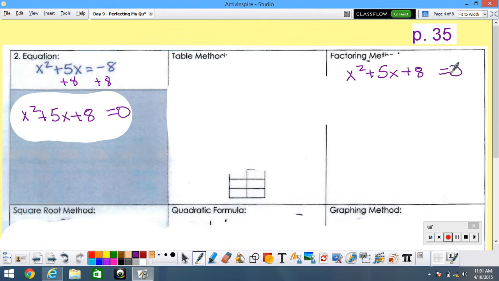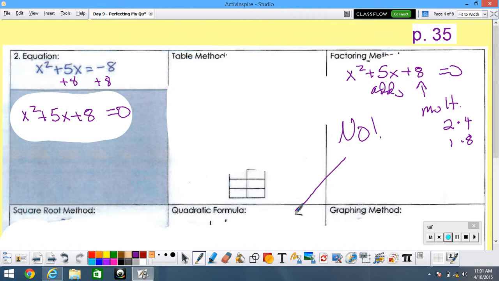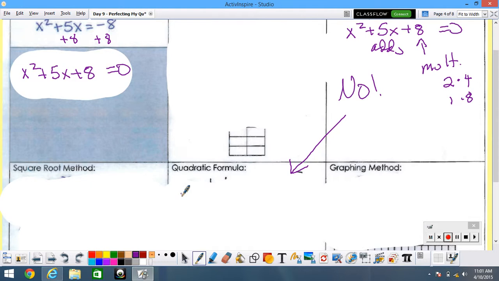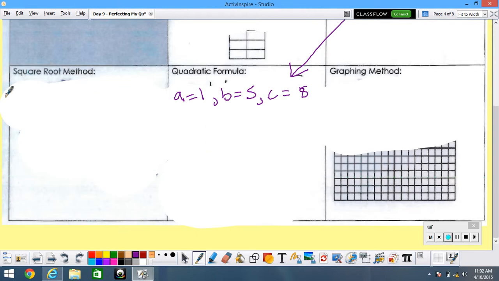The first thing I'm going to try to do is factor this. So, what adds to 5 and multiplies to 8? Let's see, what multiplies to 8? 2 times 4 and 1 times 8. Do any of those add to 5? No. So let's try the quadratic formula. Maybe it's a decimal situation. So if we're going to use the quadratic formula, we know A is 1, B is 5, C is 8. So I'm going to actually use the area over here because I'm going to run out of room otherwise.